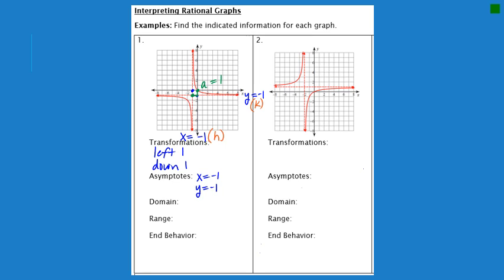The domain and range are going to be almost the same thing. They're both all real numbers, and the only difference is that for the domain you say that x cannot equal the asymptote, which is negative 1.